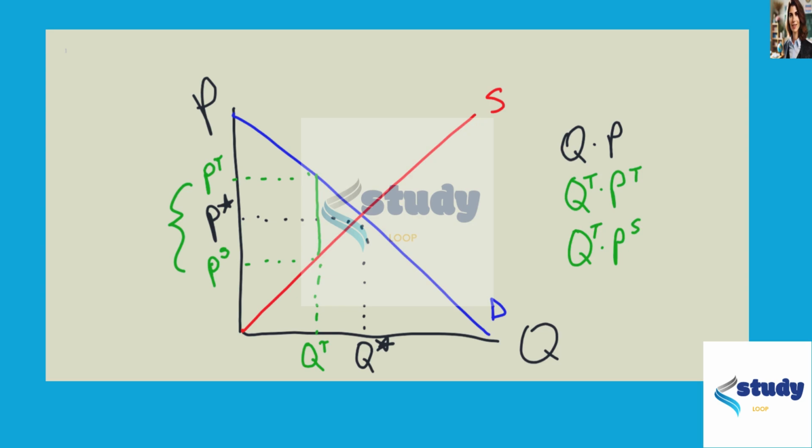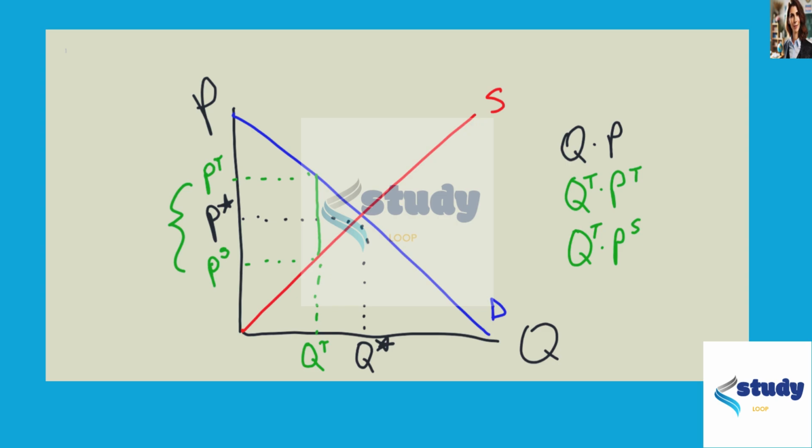Can you tell whether total spending by consumers rises or falls? This is a tricky one because it depends on whether or not demand is elastic or inelastic. Now here you can see it's roughly unit elastic. Okay, in other words, it has roughly a 45-degree downward slope. So the same percentage change in quantity happens as the percentage change in price.